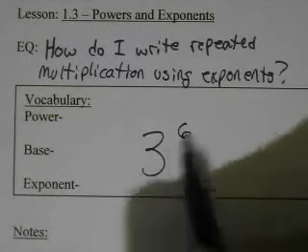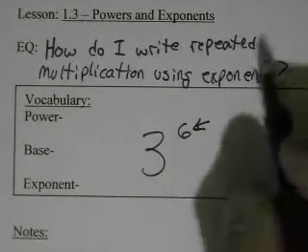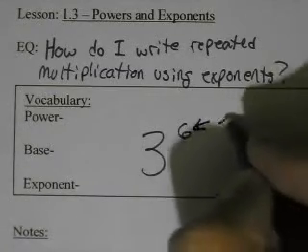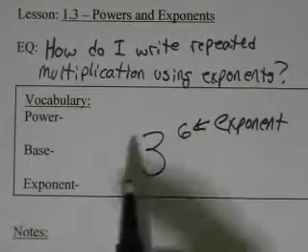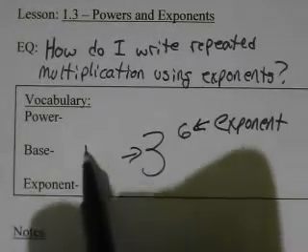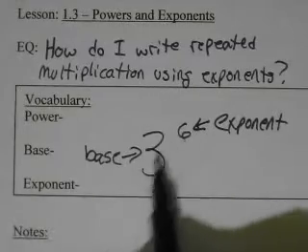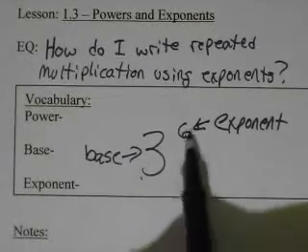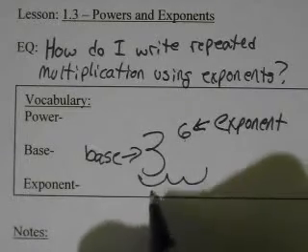Well, this little guy up top, the smaller version, that guy is called the exponent. The whole number, the big number out front, he's called the base. And these two pieces together, the 3 and the 6 together, are called the power.